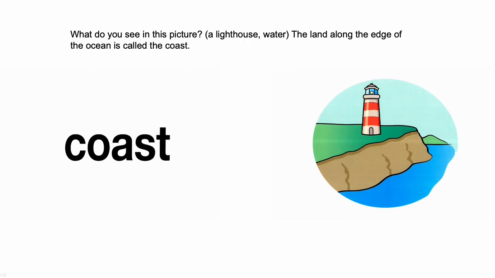What do you see in this picture? A lighthouse? Water? The land along the edge of the ocean is called the coast. So let's say coast together. Coast.